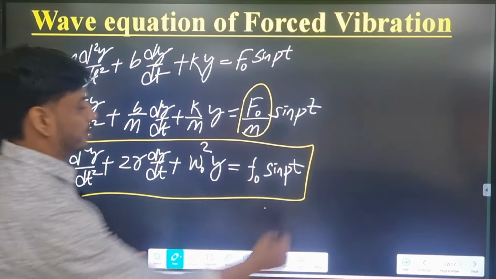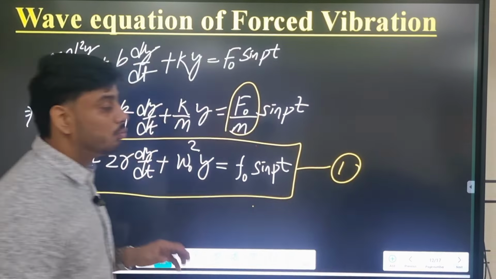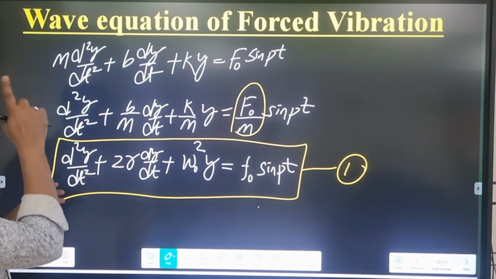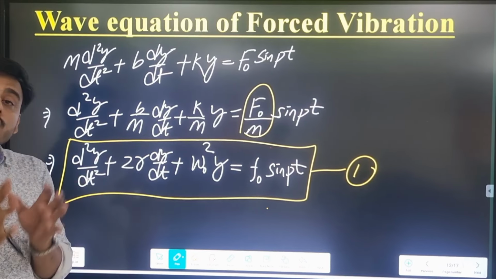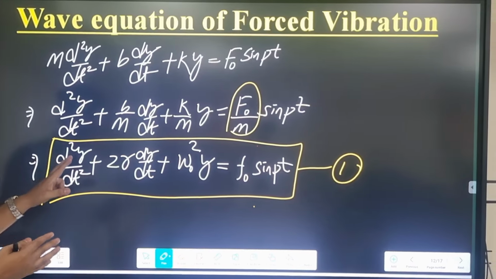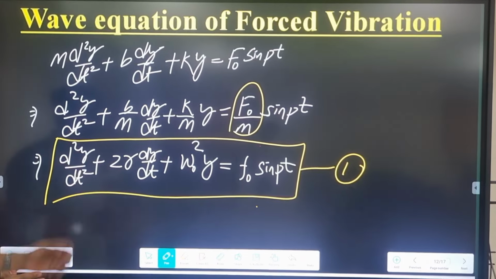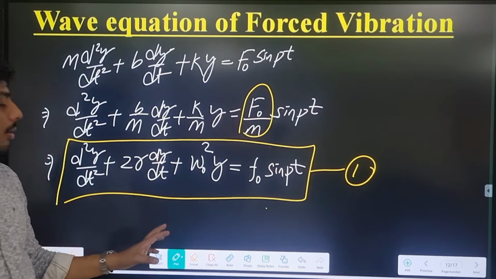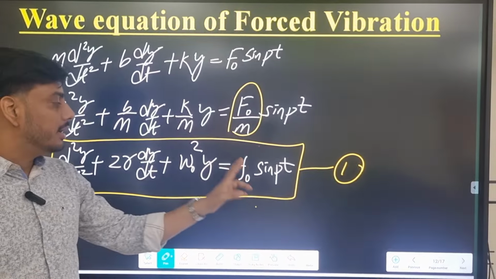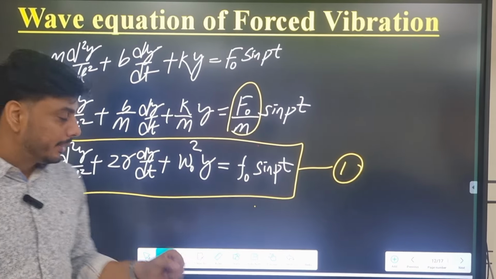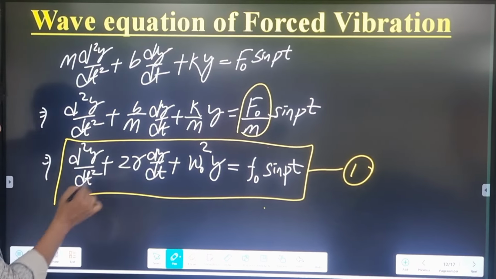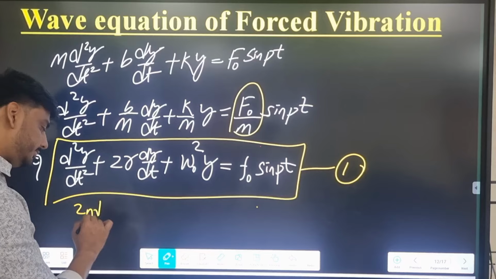So this equation 1 represents the wave equation of forced vibration, which is nothing but the double derivative of y, or d square y by dt square, plus 2r dy by dt plus omega naught square y equal to f naught sine pt. So here you can see this is a second order equation.